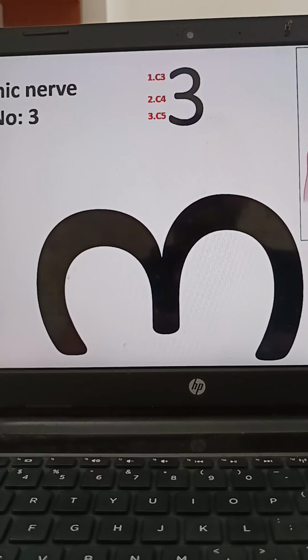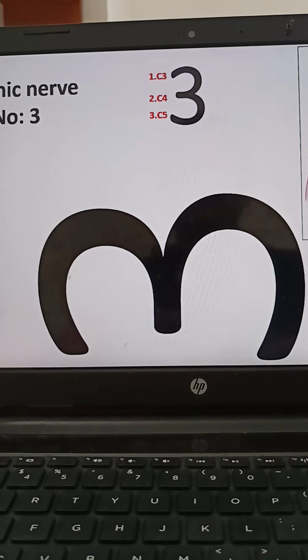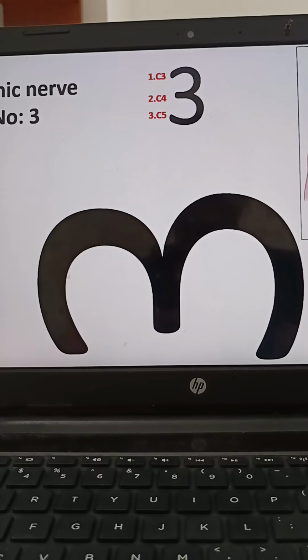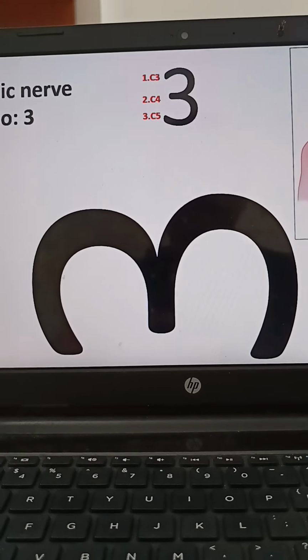the 3 roots, that is C3, C4, C5, and the diaphragm, ending in the diaphragm, which also resembles a 3. Thank you.